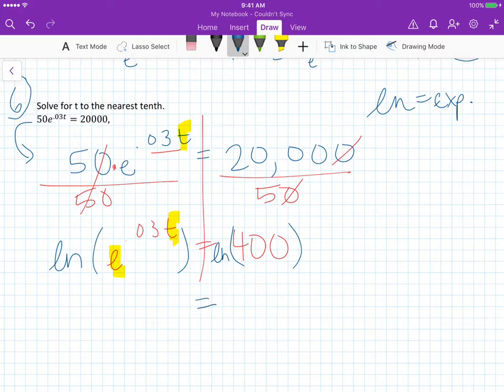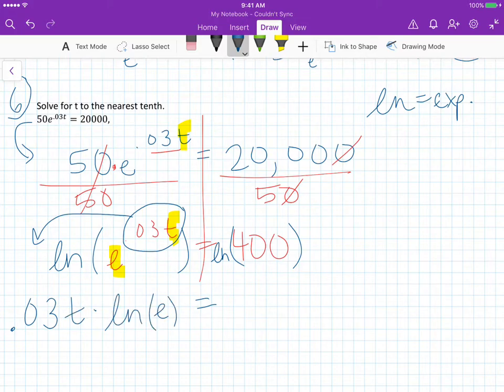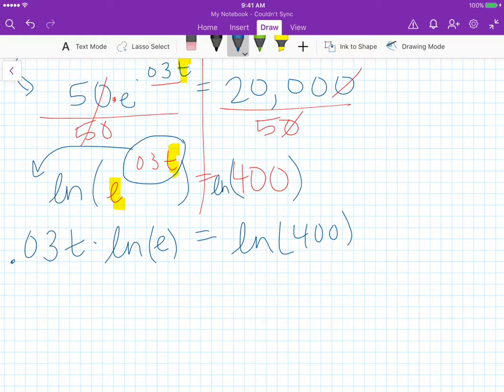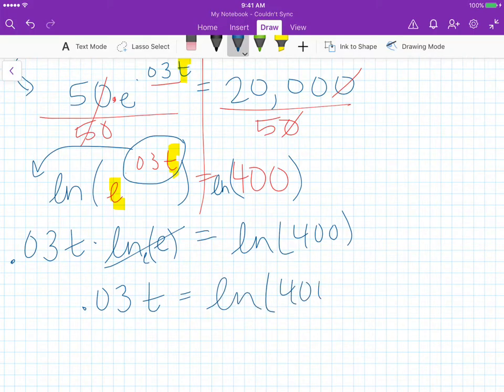I'm going to say now I can use the power rule here and bring this down in front. So now I have 0.03t times the ln of e, or the natural log of e, equals the natural log of 400. Okay, well, I know that the natural log of e base e is just 1. So that can go away entirely because times 1 doesn't matter. So now I have 0.03t equals the natural log of 400. And I want to solve for t, so I divide by 0.03 on both sides.